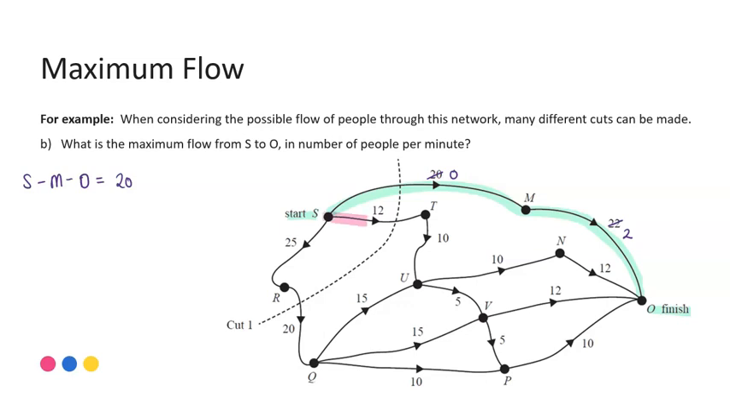So next pathway, I can go from the start to T, U, N, and O. So start, T, U, N, O. And the smallest weight on that pathway was 10. So subtracting 10 from everything on that pathway, and now moving on to another option.